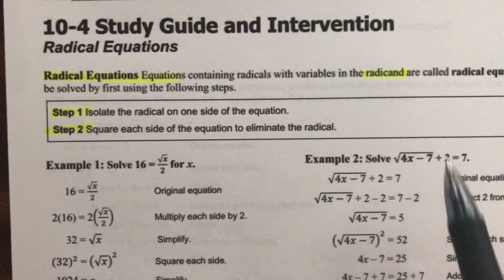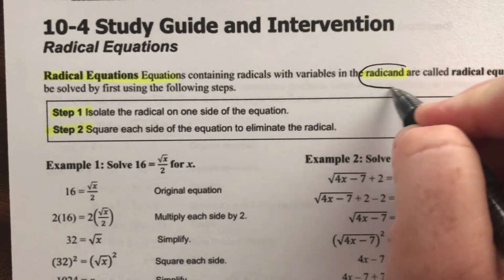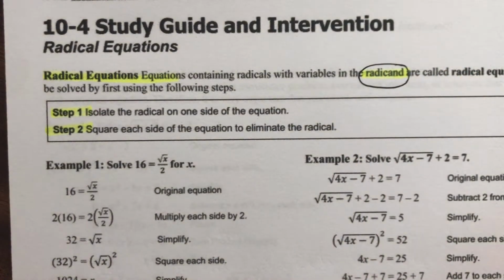Remember that whole value underneath the radical is called the radicand, right? Whatever's underneath the radical sign is called the radicand. So it can be an equation, it can have a variable in it, whatever it is, that's what we call it.